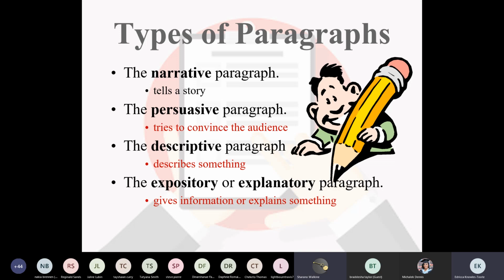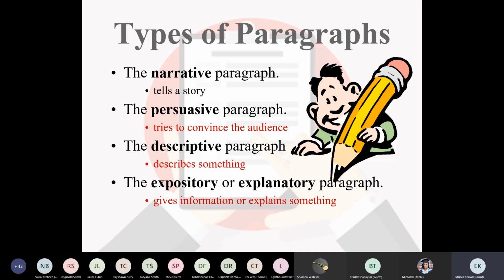And I think Lauren said another one here. Persuasive. Yes, I think she did. So very good. Whoever said story, yes, it tells a story. And then you have the persuasive paragraph. So what is the persuasive paragraph? What does it do? What is the purpose? It convinces. Very good, Julian. So in this type of paragraph, you're trying to convince the audience. Good job, students. We have the descriptive paragraph.